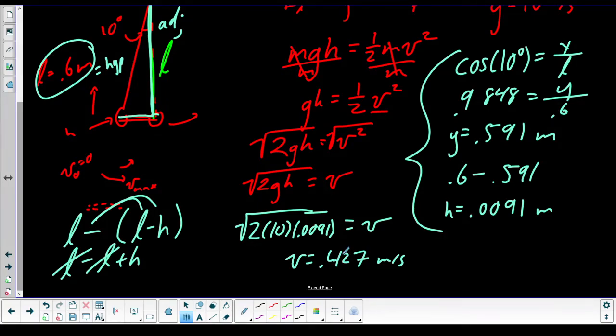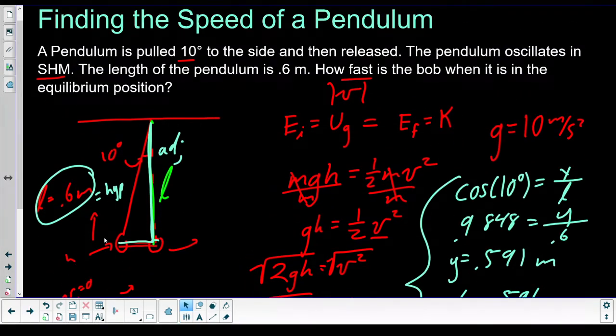That's actually pretty fast, right? You've got something 60 centimeters long. You give it a little tiny deflection of 10 degrees. And now this thing's going almost half a meter per second. That's pretty quick for a thing just swinging back and forth. So, cool. Very good. That was fun.